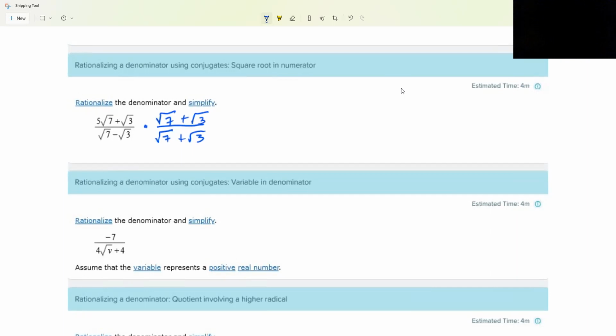Okay, when I do that, this is like multiplying binomials. So the square root of 7 times the square root of 7, that's going to give you 7.